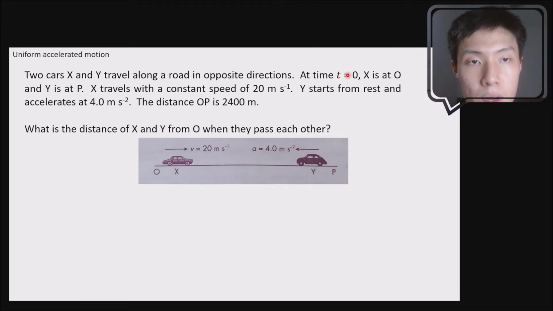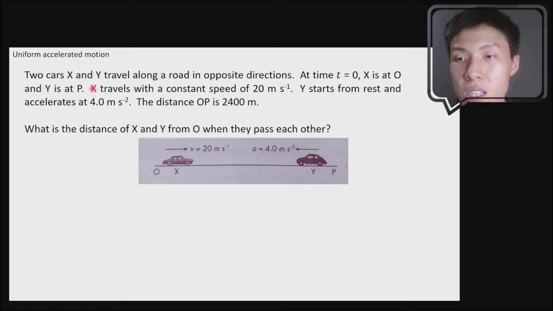Okay, at time equals 0, X is at point O and Y is at point P. So when time is equal to 0, this car is right at this point over here, whereas this car Y is right at this point P over here.